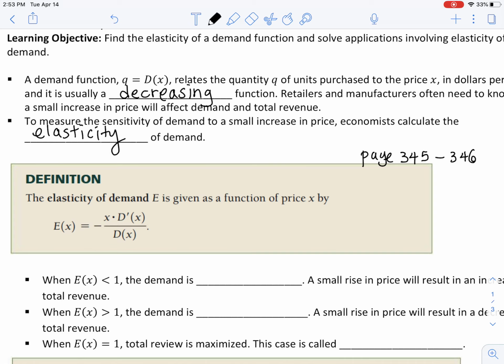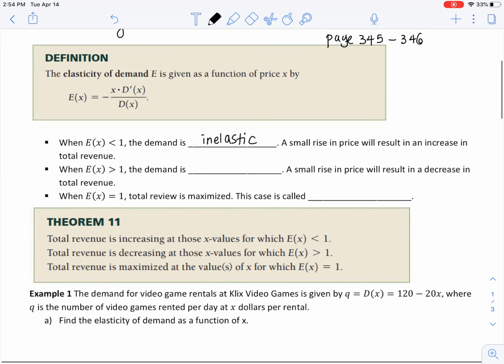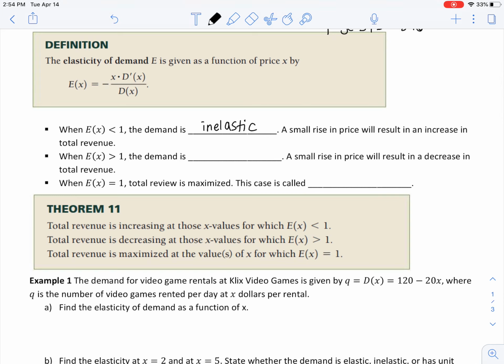So there are three possible cases. When the elasticity is less than 1, then we say that the demand is inelastic. What does that mean? That means a small rise in price will result in an increase in total revenue. Okay?